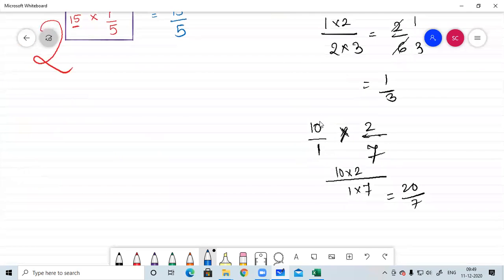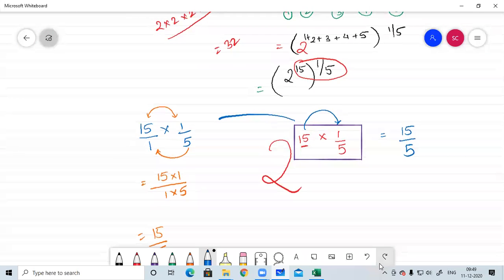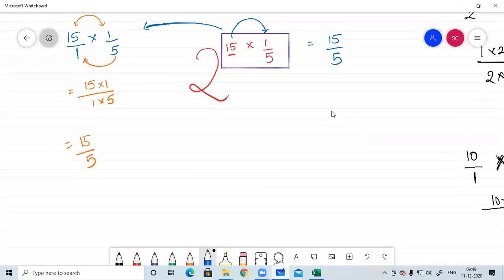But when it's only a single figure, you just put it like this. In this case, what I showed you, when 15 is given, it means 15 upon 1. This comes in. So now if you see further, 15 and 5 can get cancelled because 5 ones are 5 and 5 threes are 15. So your final answer will be 2 raised to 3.